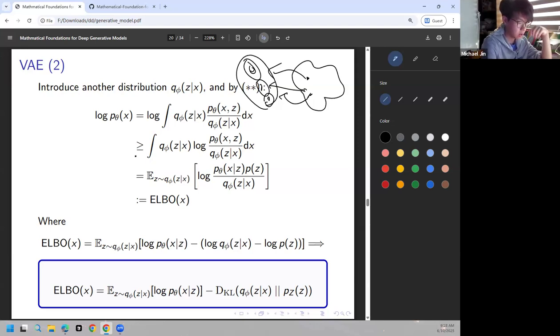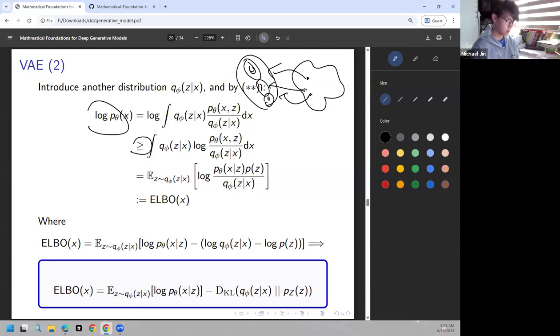To get the integral of Q phi of z given x times the log of P theta x given z times PZ over Q phi z given x, right? So this term is defined as the evidence lower bound. Why is it a lower bound? Because we know our log likelihood is always greater than or equal to this lower bound. So in the process of maximizing our log likelihood, we can just maximize our evidence lower bound. If the lower bound is as high as possible, then we can maximize the log value of P, right?